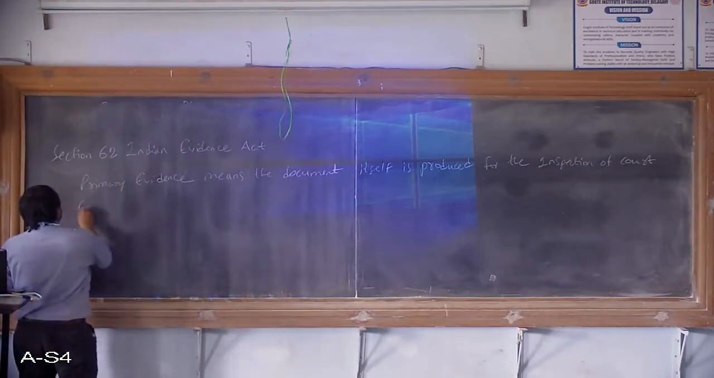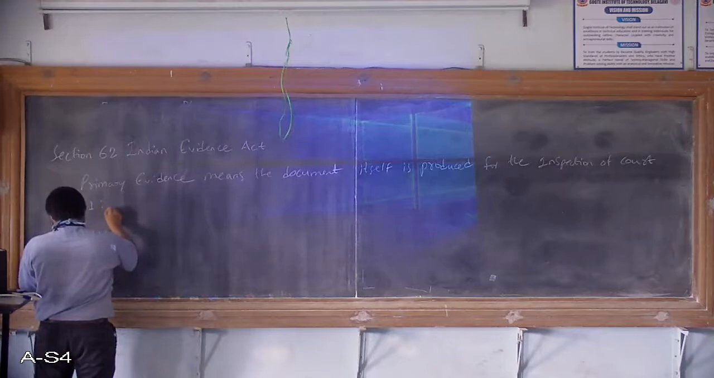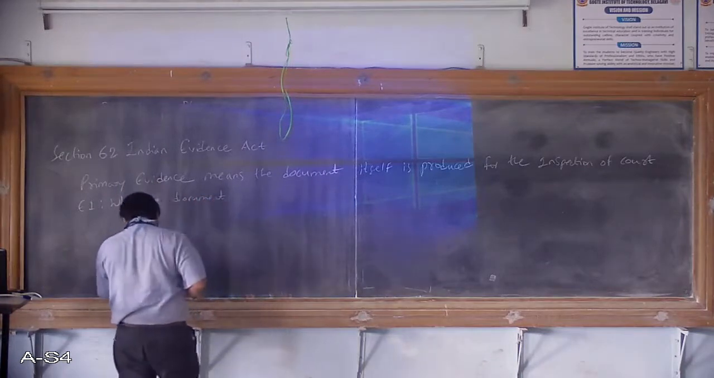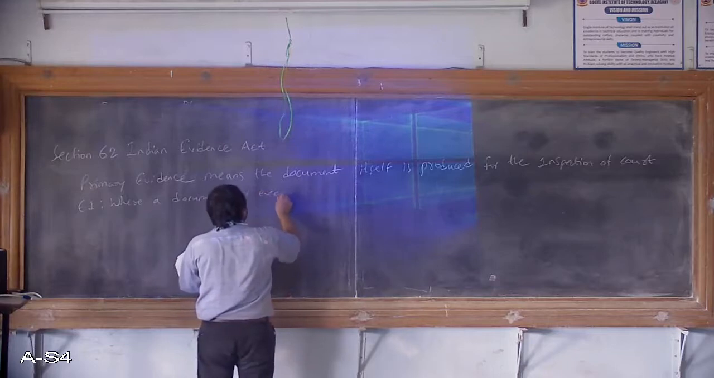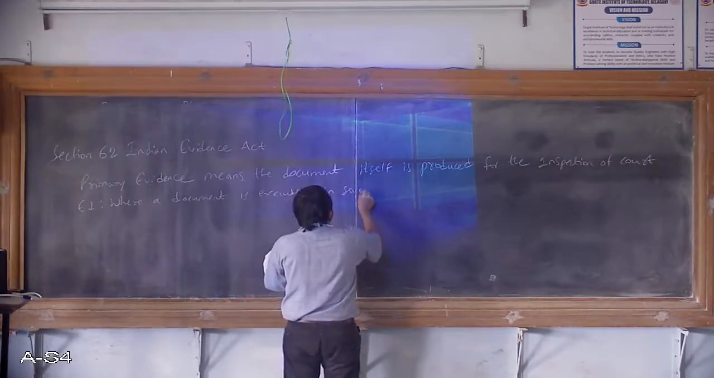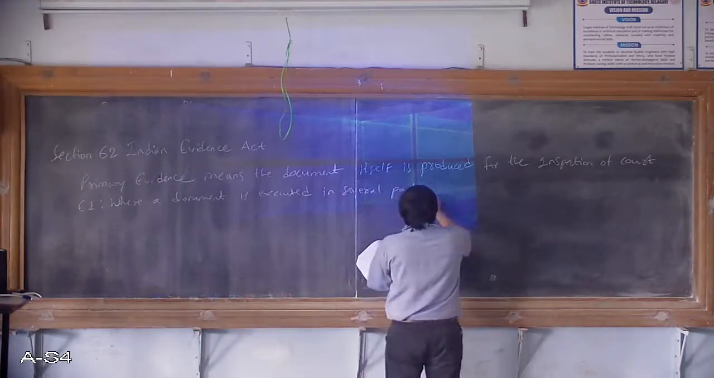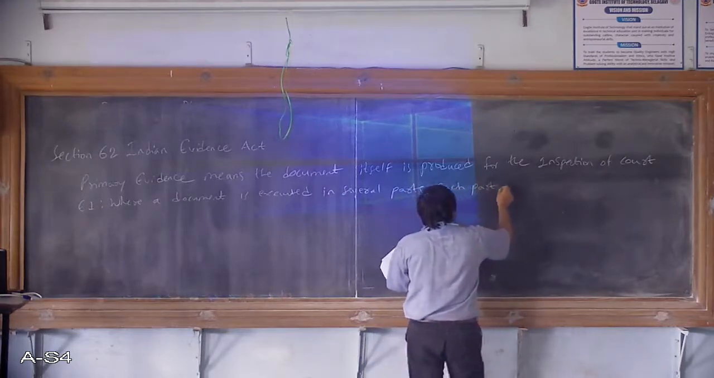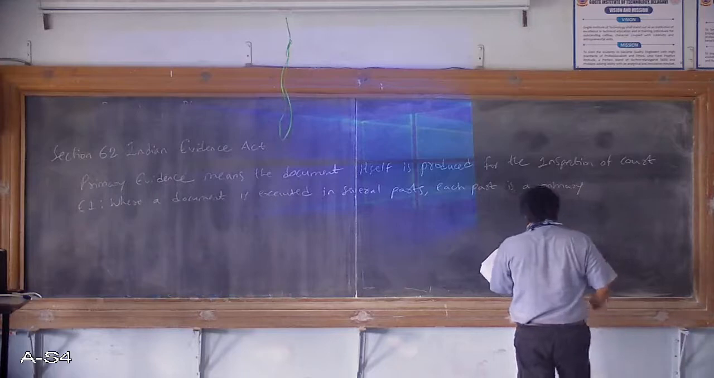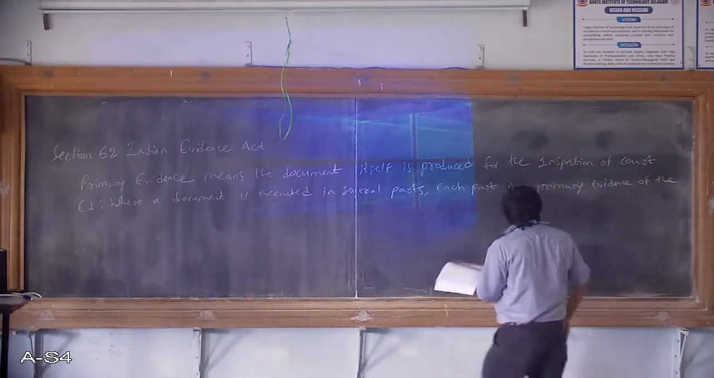The explanation 1 says, where a document is executed in several parts, each part is primary evidence of the document.